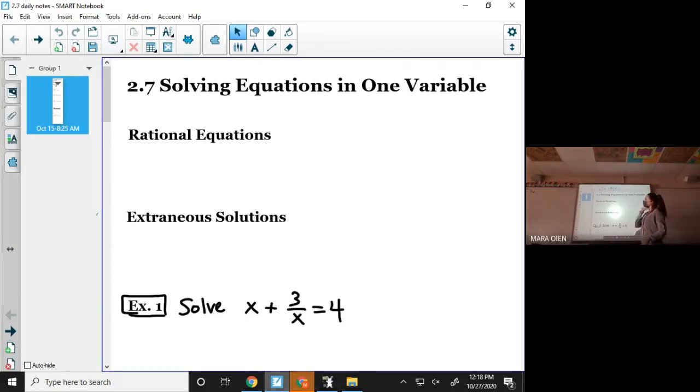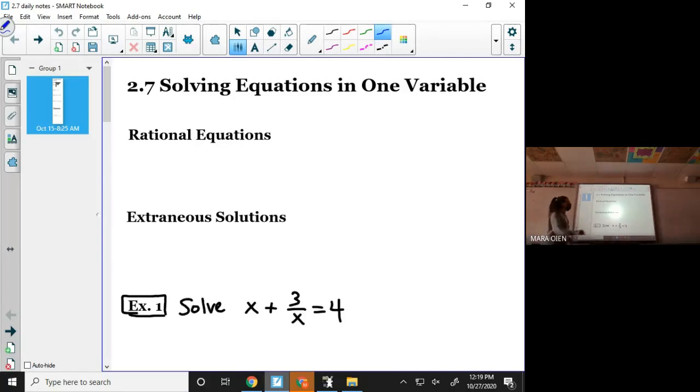Okay. So section 2/7, we are solving equations in one variable. I'm going to make sure I'm not muted. I don't believe I am. Perfect. And here are our notes for today. We are working with today rational equations.